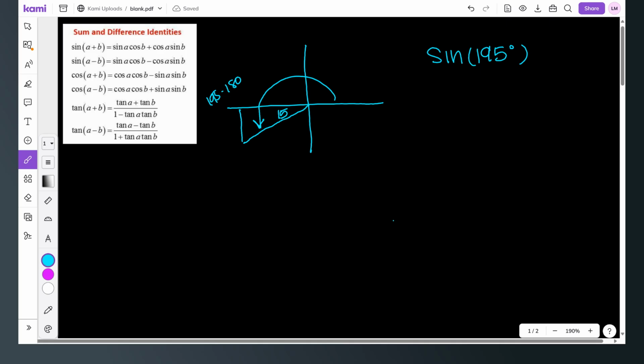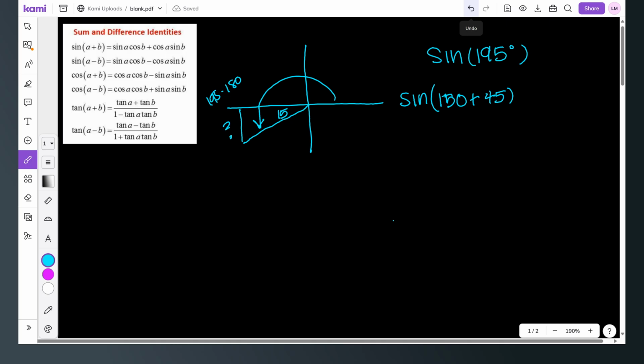It doesn't matter what you use, it makes absolutely no difference. I'm going to show you addition first. So we're trying to find this side length. All right, so sine at 195, I can split it into 150, sorry, my pen wasn't working, and 45. So 150 degrees plus 45 degrees gives me 195.